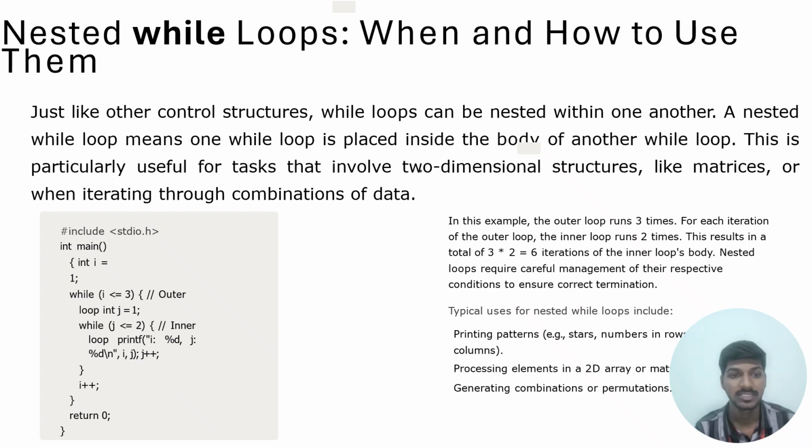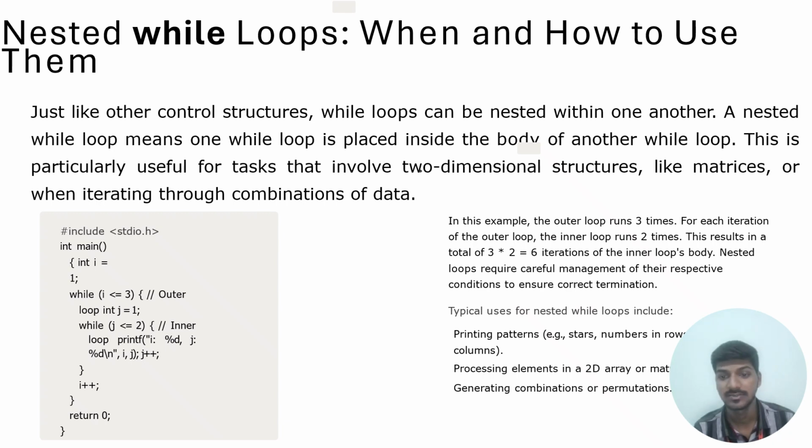For example, #include <stdio.h> int main() { int i = 1; while (i <= 3) { // outer loop int j = 1; while (j <= 2) { // inner loop printf("%d %d\n", i, j); j++; // increment } i++; // increment } return 0; } In this example, the outer loop runs 3 times.